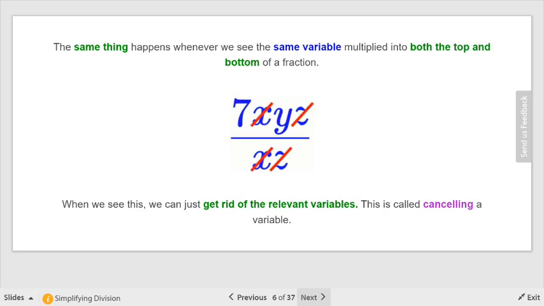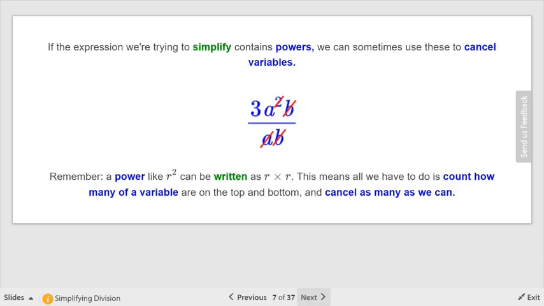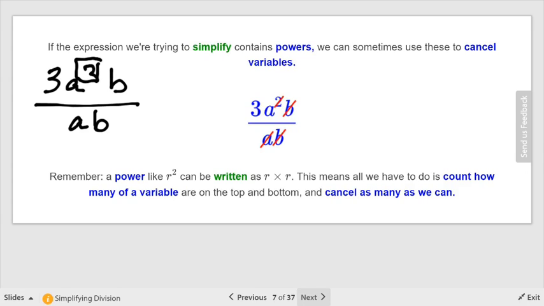Let's see what else we got. Okay? All right. So in this expression, we're going to divide. And again, they used cancel, but we're not. So it's 3a to the second b divided by ab. Well, this time we have an exponent, right? So we need to be thinking about what that literally means. That literally means that instead of just a, I have 3 times a, how many times? Yeah, twice, right? All divided by a times b.